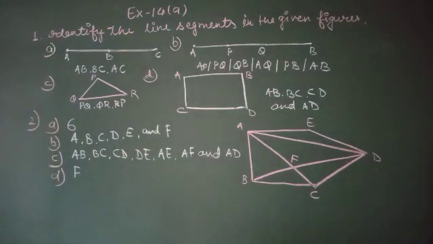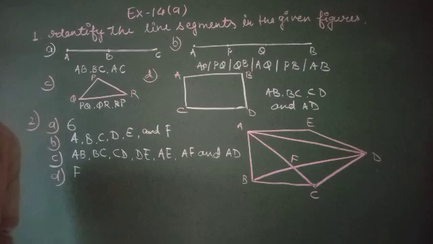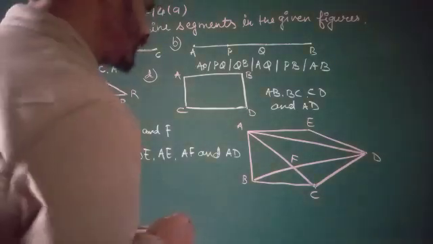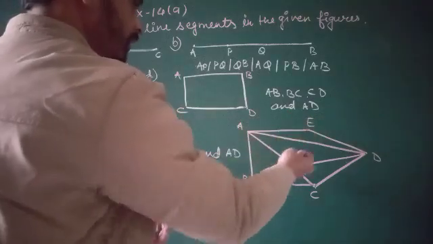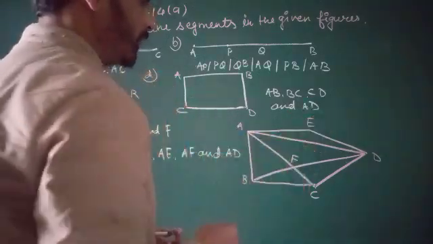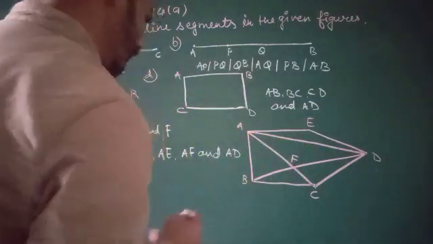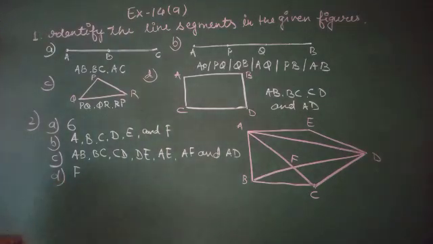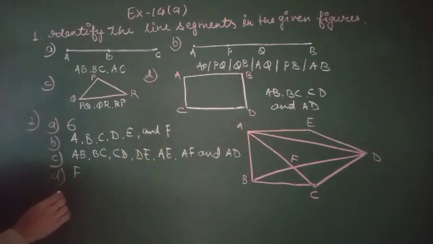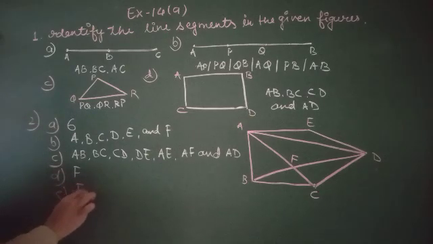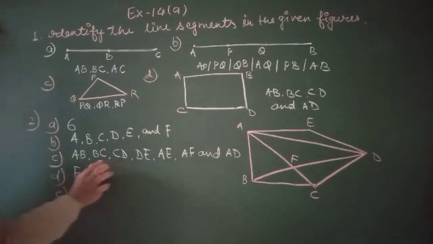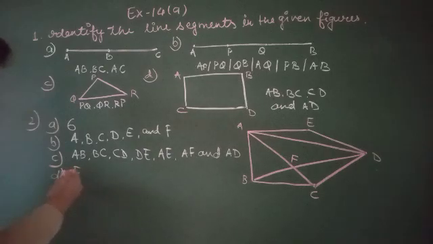Question number E. Can you draw 2 more line segments in the given figure by joining any of the given points? So you can see here, join B and E or join E and F. There are many possibilities. So question number E, join B and E.